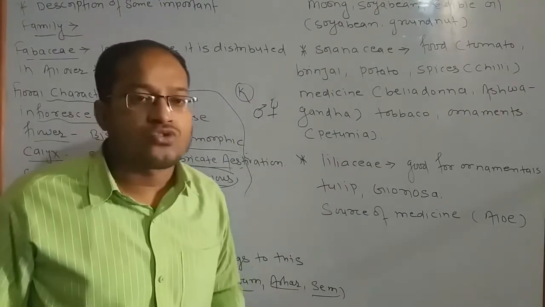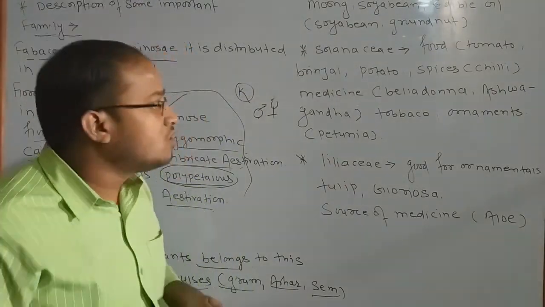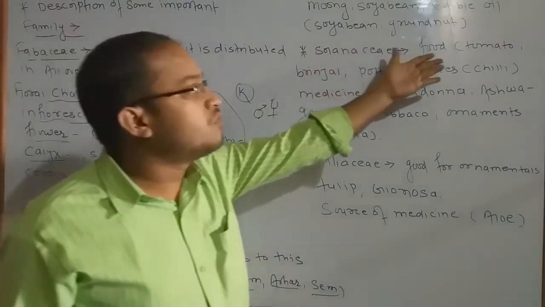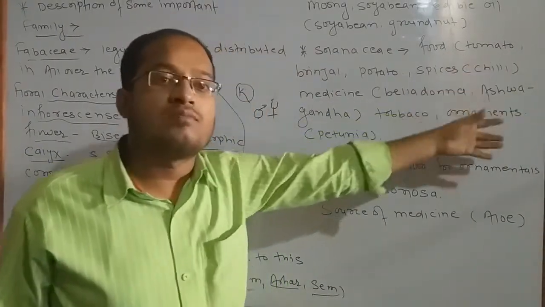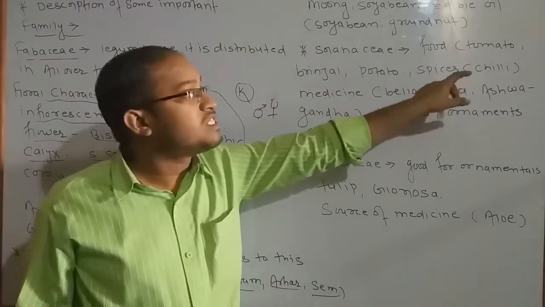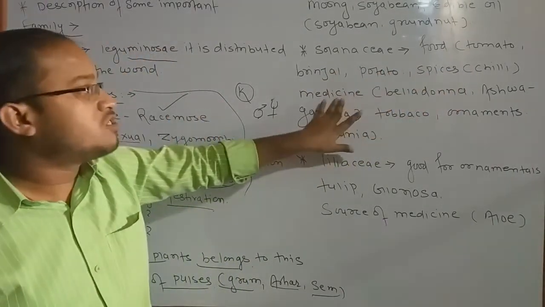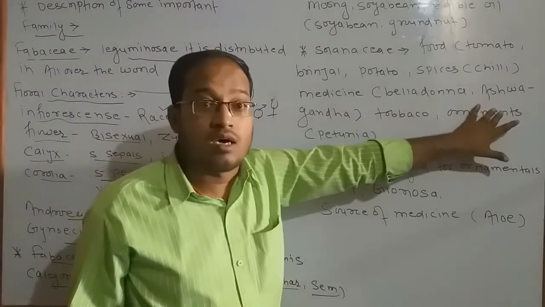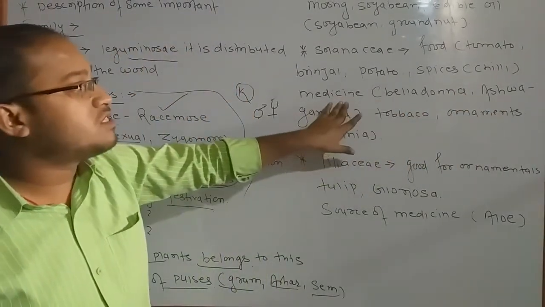Next phase is Solanaceae. What is the meaning of Solanaceae? Solanaceae is also a source of food. Like which types of plants generally come in this family? Like tomato plant, brinjal, पोटैटो. स्पाइसेस में जैसे चिली वगैरह हो गए. मेडिसिनल में बेलाडोना एंड अश्वगंधा. ठीक है. ये सारे जितने भी मेडिसिन के फॉर्म में होते हैं.